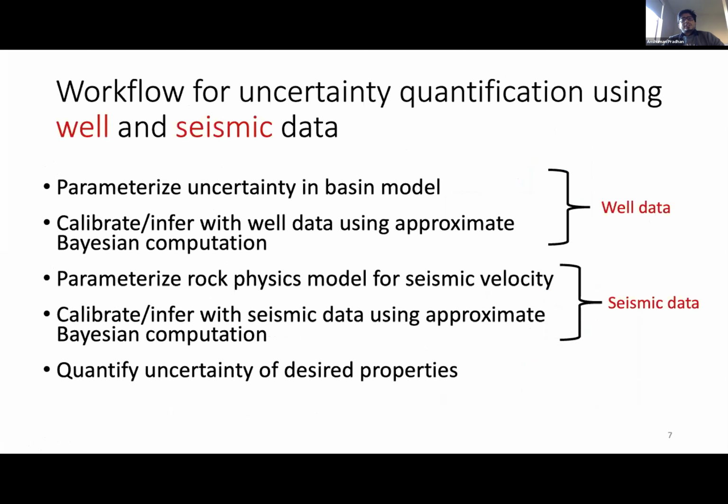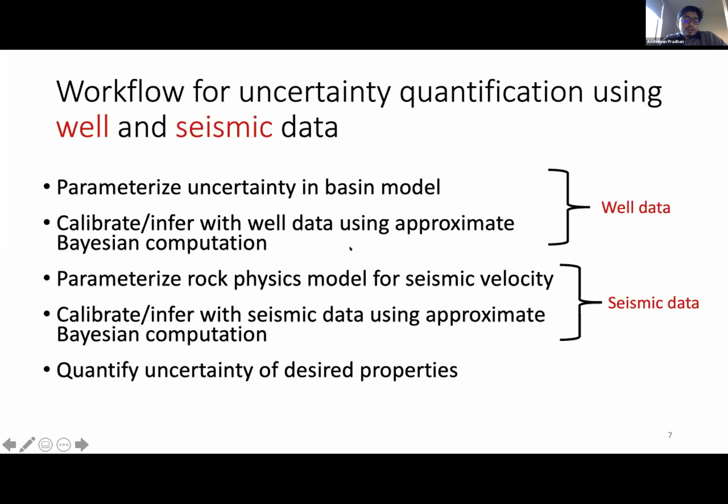So remember that we are trying to constrain to two kinds of data, well data and seismic data. Correspondingly, each data will have these two components, right? We are doing a sequential workflow. So for the well data, we will first parameterize the uncertainty in the Bayesian model, and then we'll calibrate or infer with the well data.